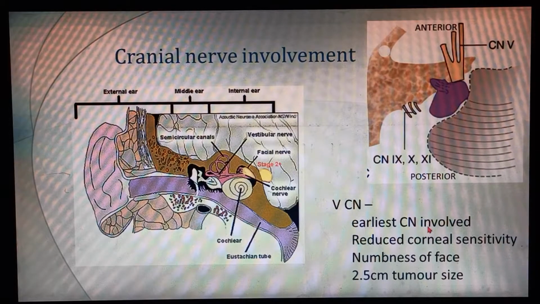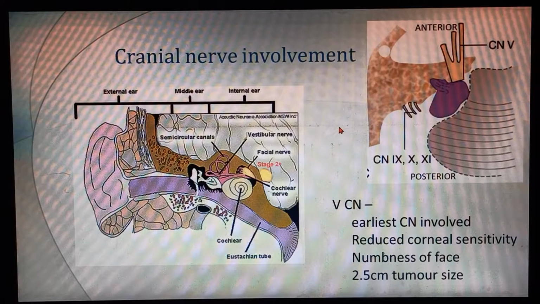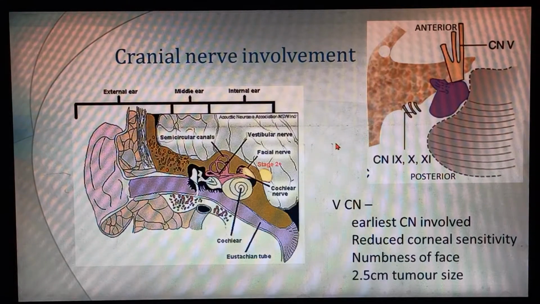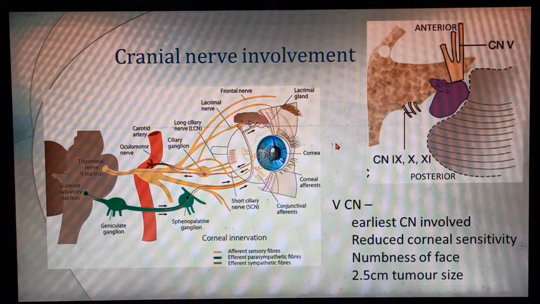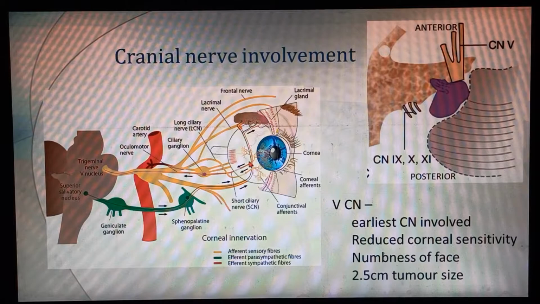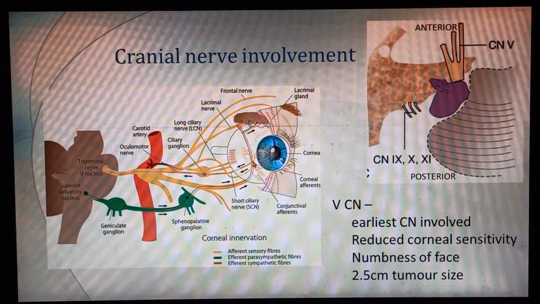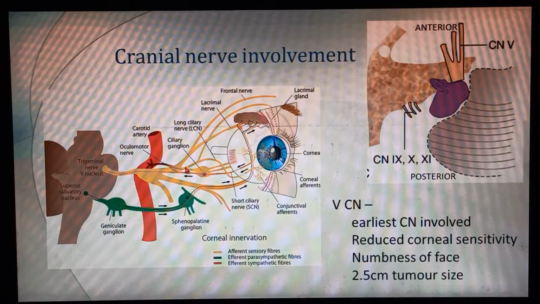Why do these symptoms appear when it compresses the fifth cranial nerve? See, once the tumor enlarges into the CP angle, it starts compressing this fifth nerve. So let us see what this fifth nerve is exactly supplying. If you take the eyeball, and this is the cornea, from the cornea the ciliary nerves arise, which carry the sensation of the cornea, and these nerves pass through the ophthalmic branch of the trigeminal nerve and carry the sensation towards the brain.